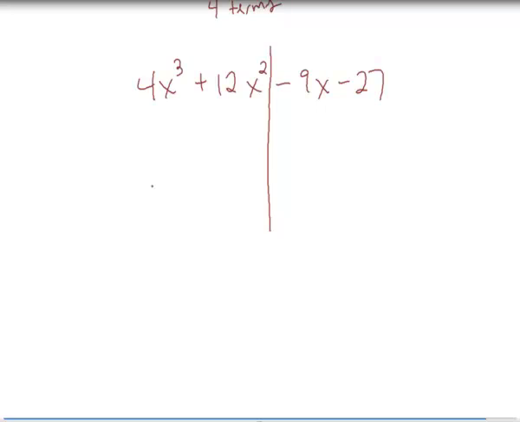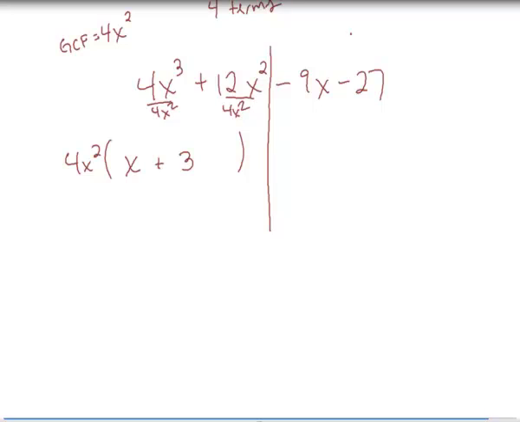Let's look for a GCF on the left side. On the left side, my GCF is 4x squared. Perfect. So I'm going to factor it out. In other words, you're going to divide it out from each one of these. When we divide it out from 4x cubed, we get an x to the first power. When we divide it out from 12x squared, 12 divided by 4 is 3, and x squared divided by x squared cancels.